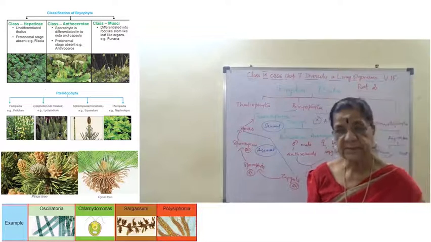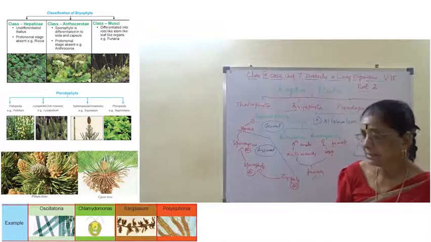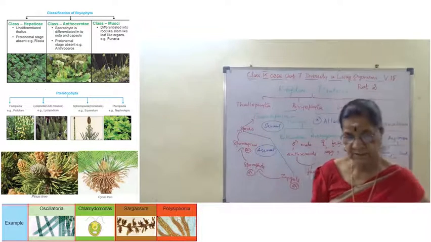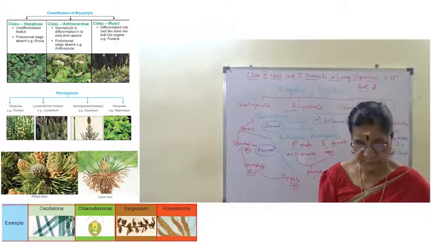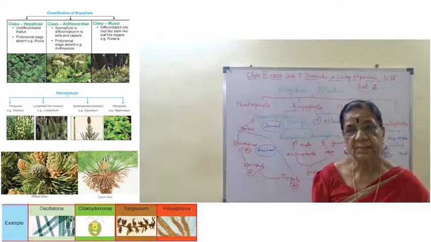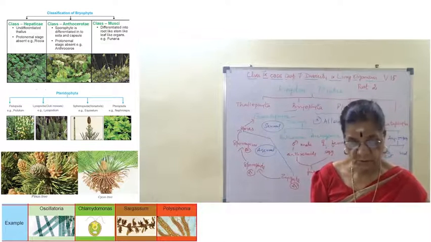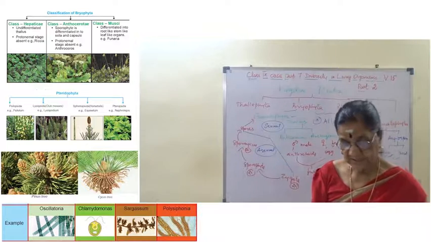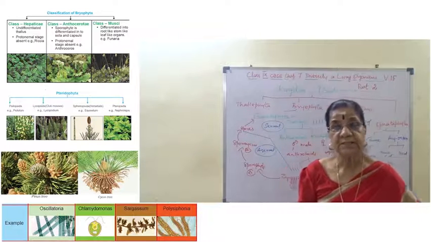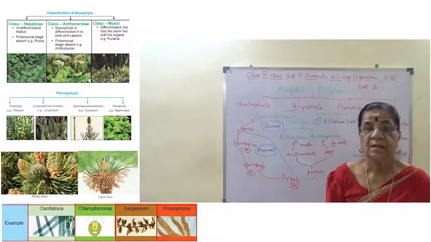Now this pteridophyte is the first successful group of cryptogams to live on land with a vascular system. They are called vascular cryptogams as xylem and phloem are present in order to conduct water and food. And these plants have been living since the Jurassic period in the geological time scale.